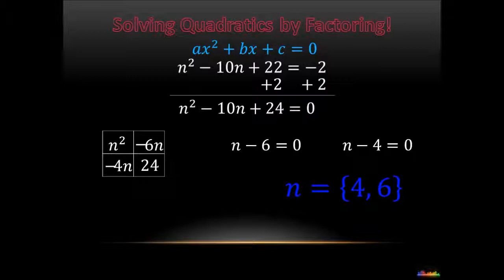Then we take our greatest common factors out of each row and column. In our first row, our greatest common factor is n. In our first column, our greatest common factor is also n. In our second column, our GCF is negative 6, and in our second row, our GCF is negative 4. Again, we set our factors equal to 0 and solve for n, and again we get n equals 4 and 6.